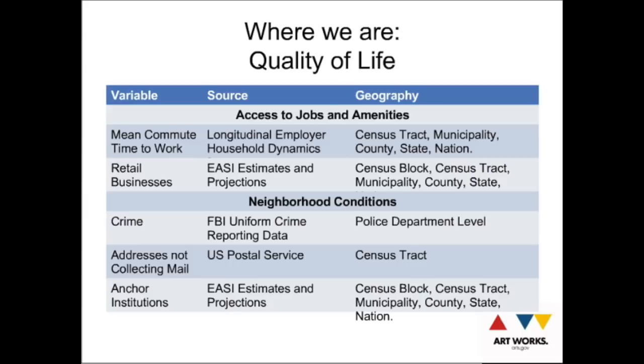Our next concept, quality of life, is notoriously difficult to define. Keeping in mind that the goal of this indicator system is to focus on measures that the NEA thinks could be affected by creative placemaking, we focus on two general categories of measures that can be grouped under the rubric of quality of life: access to jobs and amenities, and neighborhood conditions. So for the concept of access to jobs and amenities, mean commute time to work is based on the idea that long commutes tend to be associated with a lower quality of life and may be indicative of a lack of nearby job opportunities.